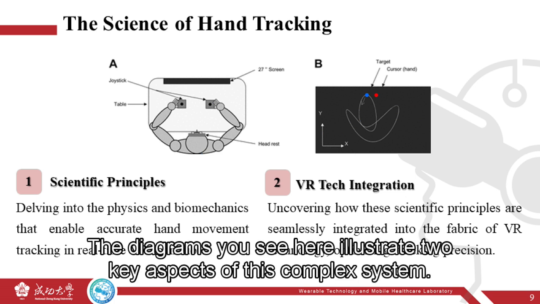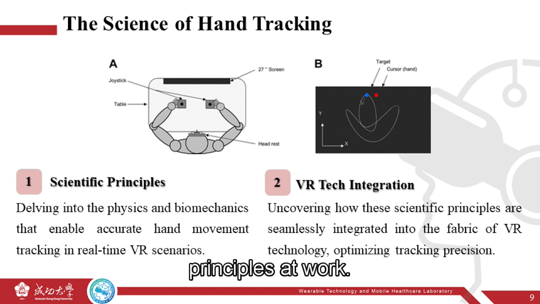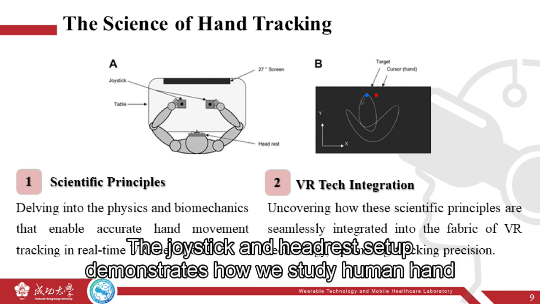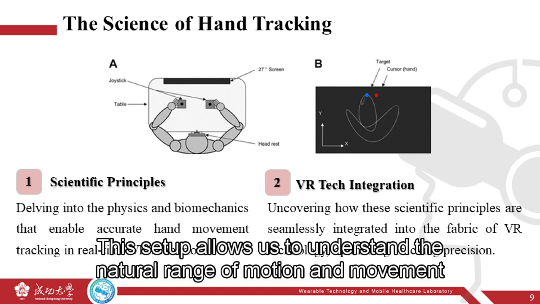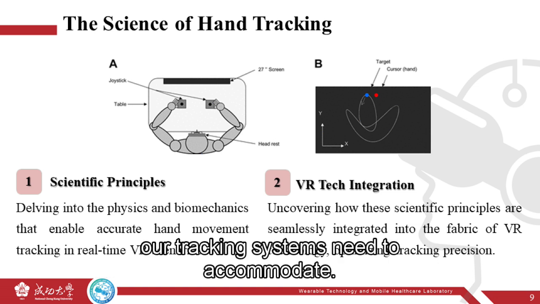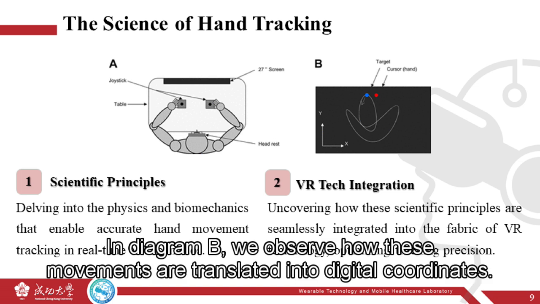The diagrams you see here illustrate two key aspects of this complex system. Looking at diagram A, we see a representation of the biomechanical principles at work. The joystick and headrest setup demonstrates how we study human hand movements in a controlled environment. This setup allows us to understand the natural range of motion and movement patterns that our tracking systems need to accommodate. In diagram B, we observe how these movements are translated into digital coordinates.